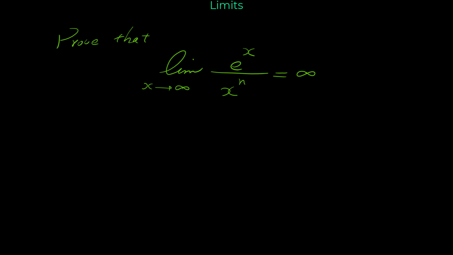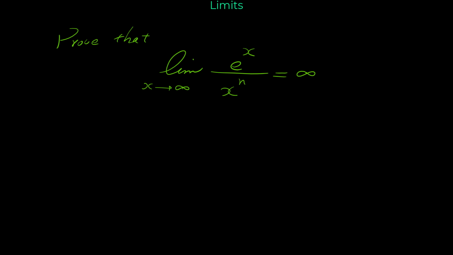Hello and welcome. In this video we want to use L'Hopital's rule to prove that the limit of e to the x over x to the n when x approaches infinity equals infinity, where n can be any positive integer. For example, n can be 1, 2, 5, 10 and so on. And by proving this, that the limit of e to the x over x to any power, even e to the x over x to the power of 1000, equals infinity.